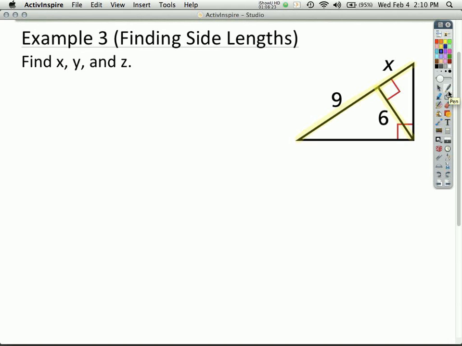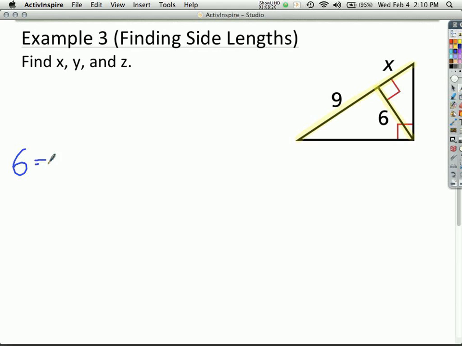So 6 is going to equal radical 9 times x. Give me a thumbs up if you can figure that out mentally. Yeah, you should be able to. Good. Kasara, what's x? I'm sorry? Okay. I put you on the spot and you lost your confidence? Okay, I apologize.